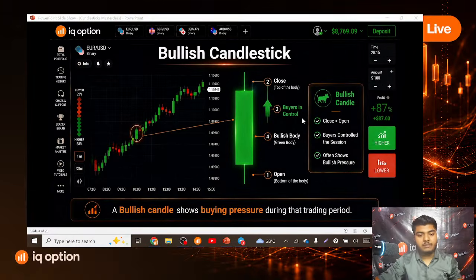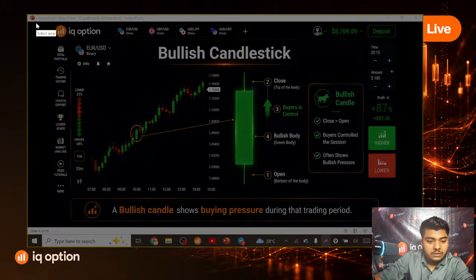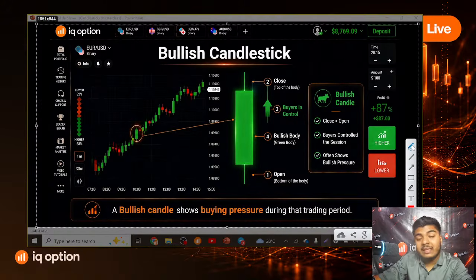Our next topic is about a bullish candlestick. Let's understand a bullish candlestick a little more in depth. A bullish candlestick forms when the closing price is higher than the opening price. Just understand what I'm saying here. A bullish candlestick forms when the closing price is higher than the opening price. Okay, so this is the closing price.